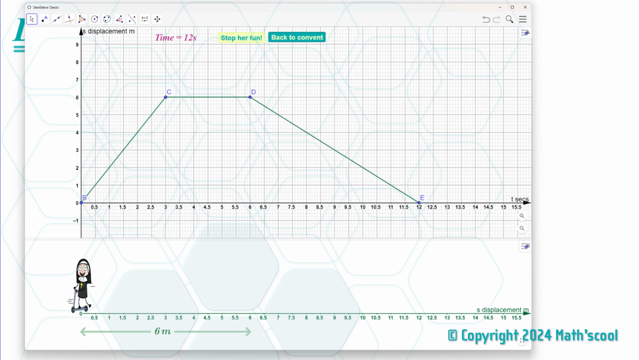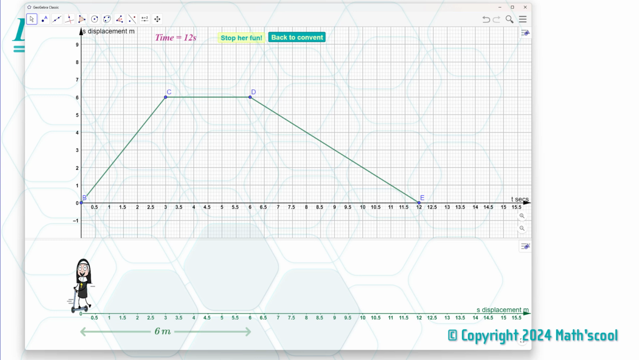And then on the way back, I'm going to work out the gradient from here to here. How much does she have to go up? Well, she doesn't go up, she goes down 6. And how much does she go across? She goes across 6. So from here to here is 6. So the gradient for this bit will be minus 1: down 6 will be minus 6, minus 6 over 6, which is minus 1. So the gradient for that second bit of her motion would be minus 1.